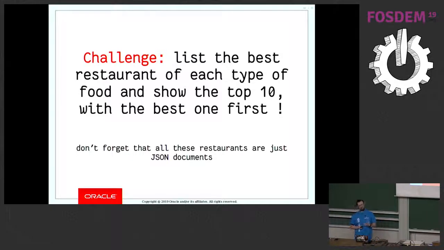If I want to ask you, now, some of you are developers, I want to have the list of the best restaurants of each type of cuisine we have. So for each type of cuisine, I want the best restaurant, and then I want, of course, the best of all of them to be the one on top, right? So, for example, if the best restaurant ever is an Italian restaurant, I want Italian, then the restaurant, and then the average rate it has.